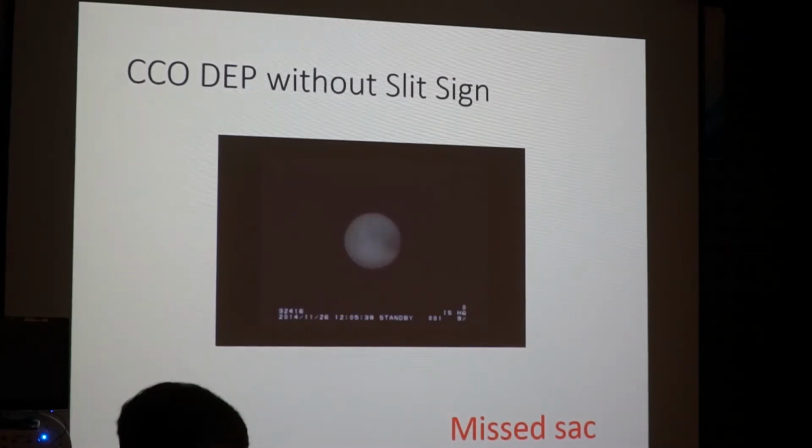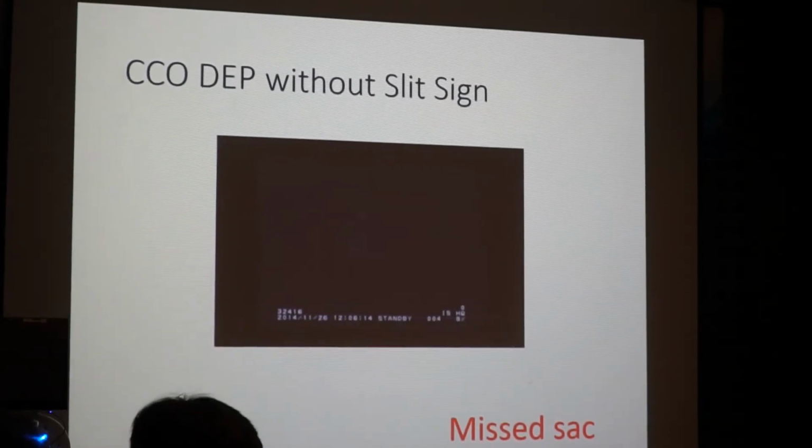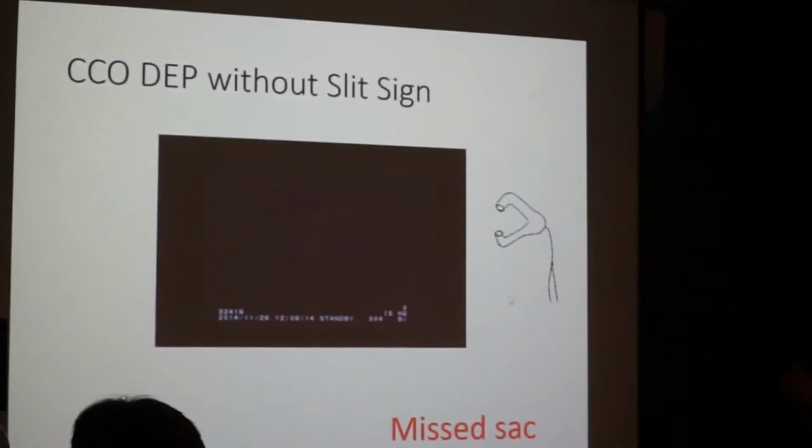Two weeks after that, I redo the depth for the same case. This time, I can easily break the membrane, and I got into the lacrimal sac, and I can see the slit sign. So this case tells us that the first depth was a false passage, and the second depth was a good depth.